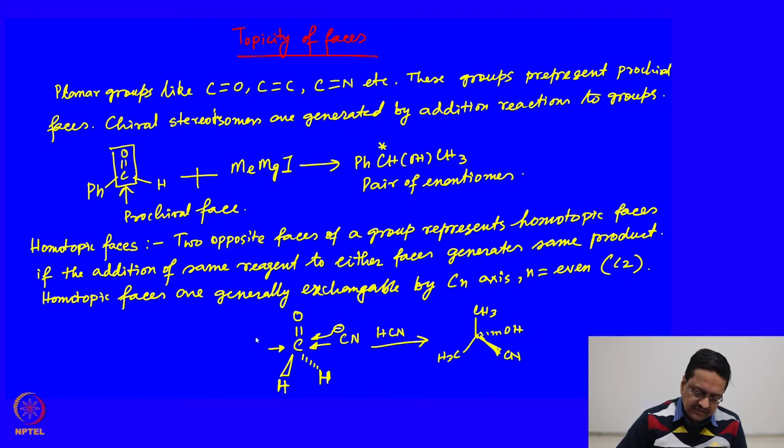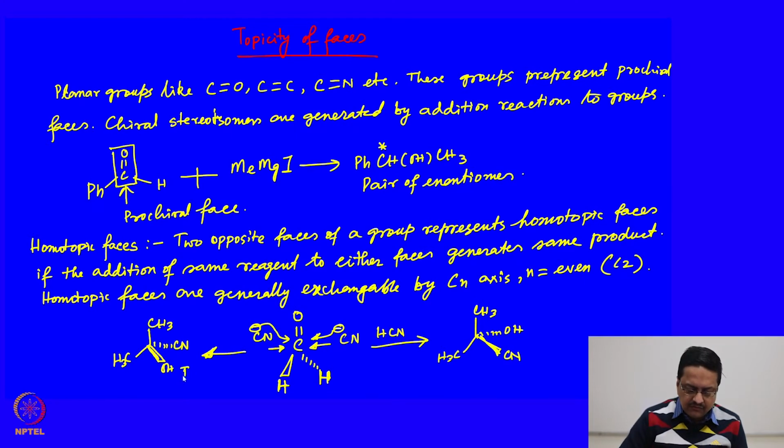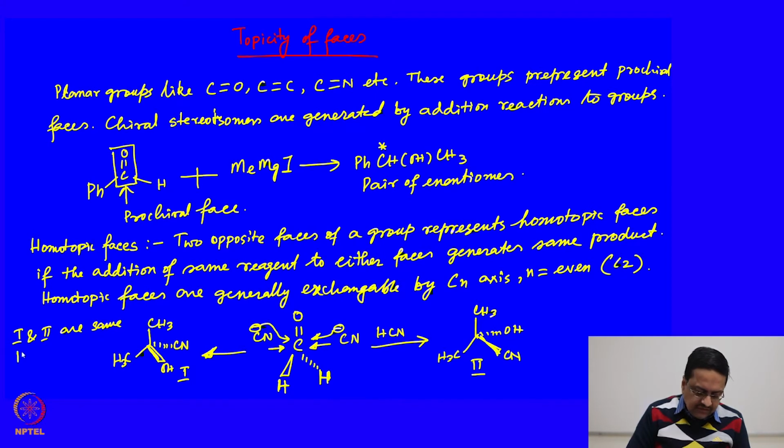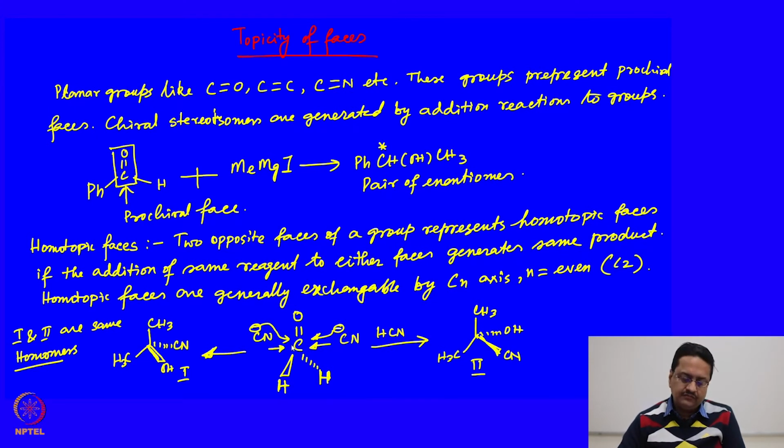And if we do the reaction from the other side, we would get this as the product. On careful look at these two products, you can easily identify that these two compounds are the same compound. So, product 1 and 2 are same, that is they are homomers. Therefore, in this molecule formaldehyde, the two faces of formaldehyde are homotopic faces.